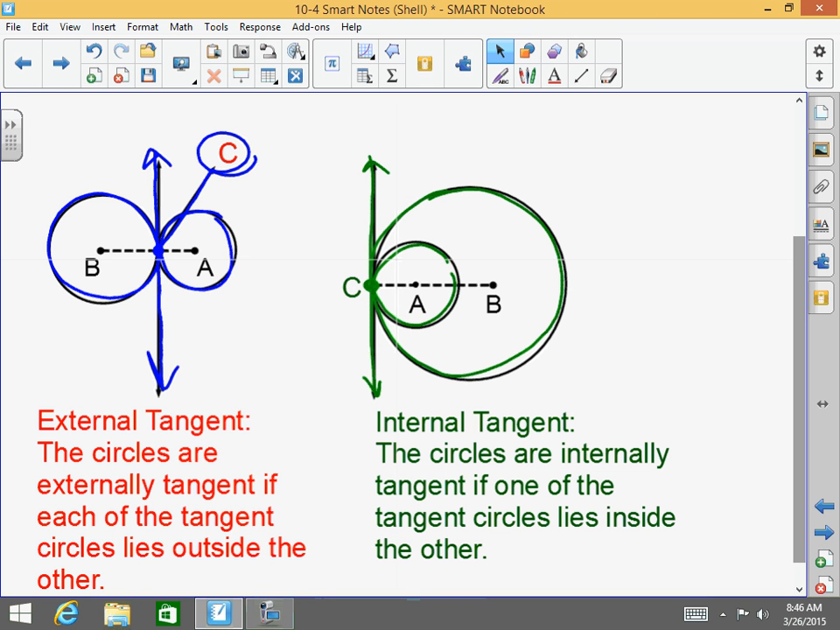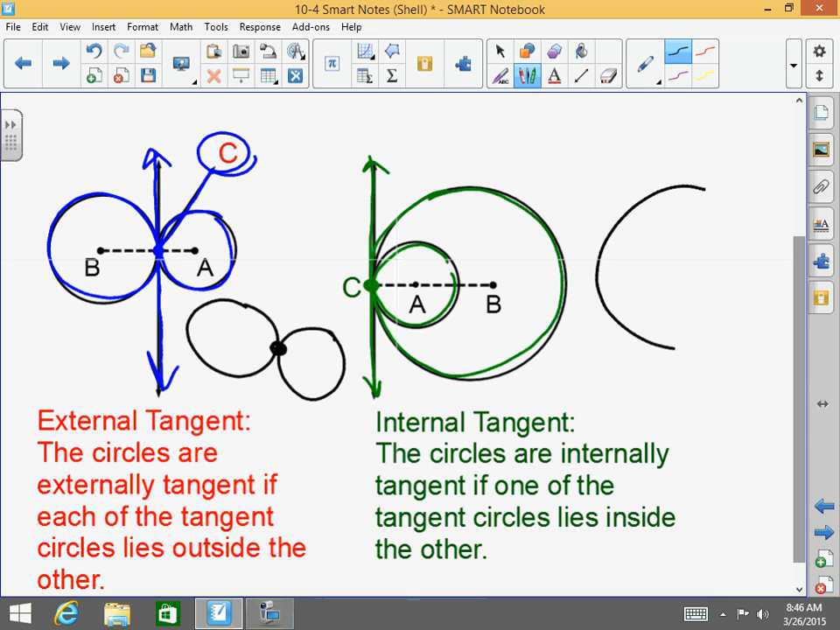Now, why is this important? Word problems. In word problems, they'll tell you two circles are externally tangent. You know that you're talking about two circles that intersect like that. If I say two circles are internally tangent, that means that you have two circles that intersect like that. So very important nuances for word problems.